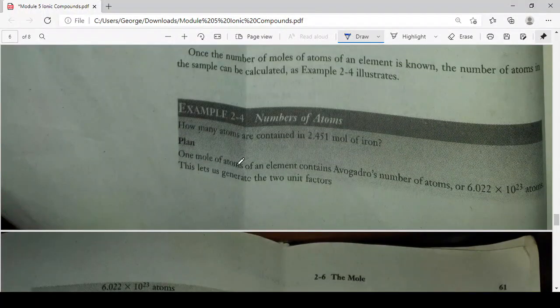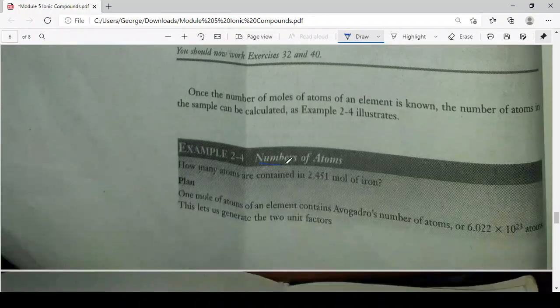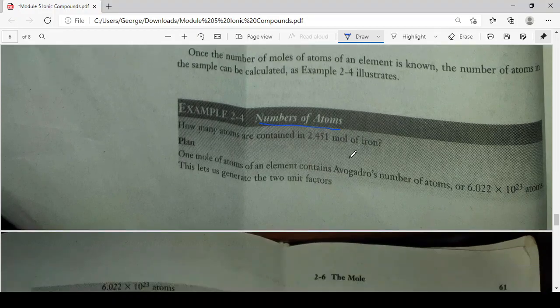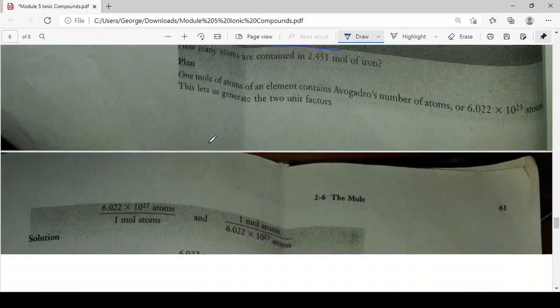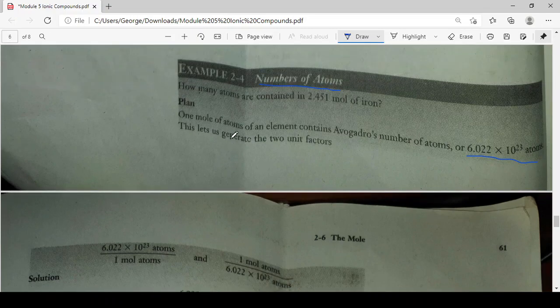What if we are finding the number of atoms, not moles? Again, since we found the mole earlier, now we find the number of atoms. Well, first, we should read the question. Your number of atoms. So how many atoms are contained in 2.451 mole of your iron? So 1 mole of atoms of an element contains your Avogadro's number per mole. Per mole, it has a constant Avogadro's number of 6.022 times 10 raised to the power of 23. So we are finding the number of your atoms. We should use the moles of your atoms in order to find them.